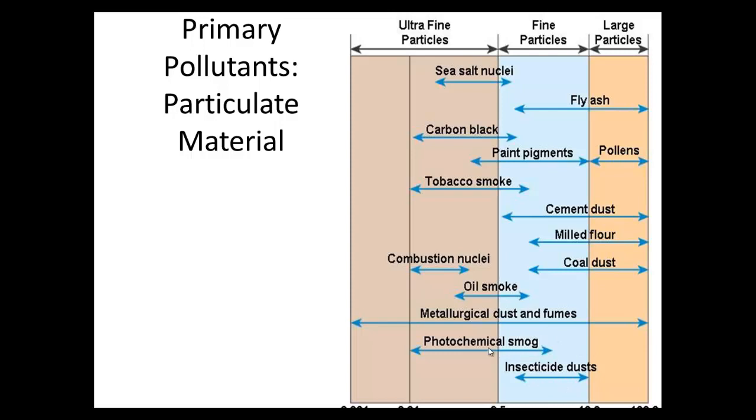Notice that most of photochemical smog is actually under ultrafine, and you have fine here. But ultrafine, and notice, look at tobacco smoke. It's very, very similar in terms of the size of the particles in the air. And why do we care about the size of particles? Why does it matter if they're large, fine, or ultrafine? Why do we care?